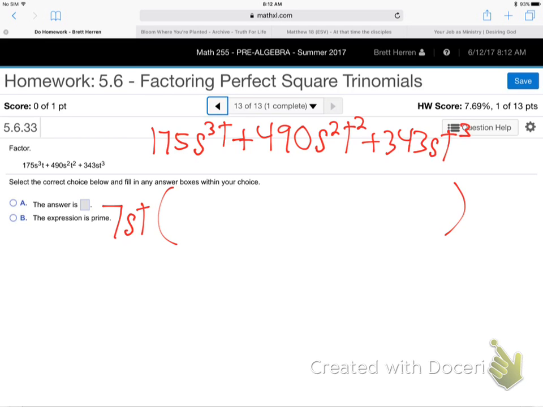How do we know it's ST? Remember for the letters with the powers, you take the lowest. So what's the lowest power of S up there? Just regular S over here. And what's the lowest power of T anywhere? Just regular T right there. And then all those numbers are divisible by 7. So it's 7ST, yeah. So that's what you would see. So find out the new 3 numbers in the parentheses with the letters and everything.